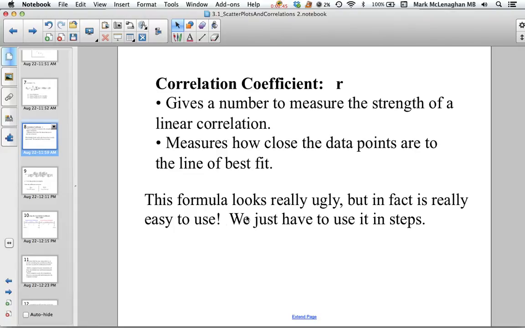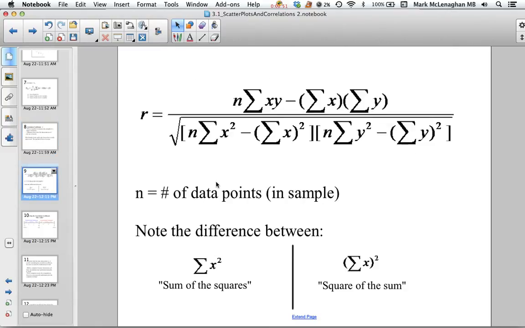We could do the formula, we just have to do it in steps, but we won't really go there. The formula for r is this. If you notice, we use x squared and the sum of x. We don't really worry too much about it because we're not actually going to use it. Just appreciate that you don't have to use it.